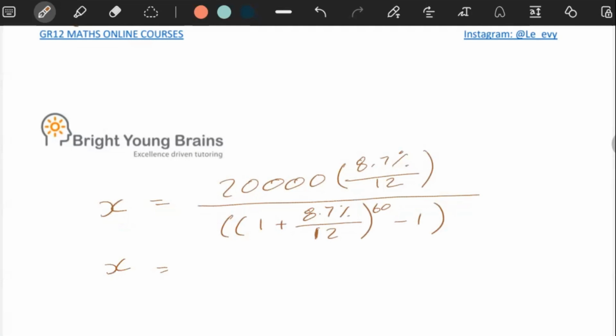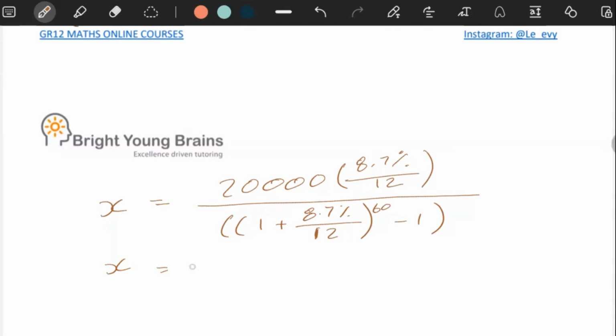Let's put everything in the calculator. Fraction, 20,000 times 8.7% over 12. Then you have in here, what do you have? 1 plus 8.7% over 12. This is to the power of 60, minus 1.